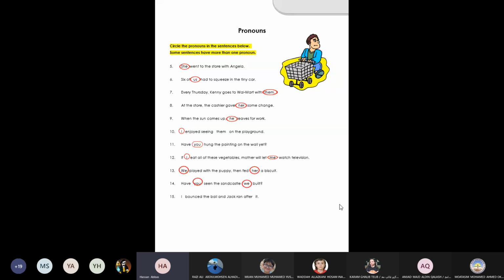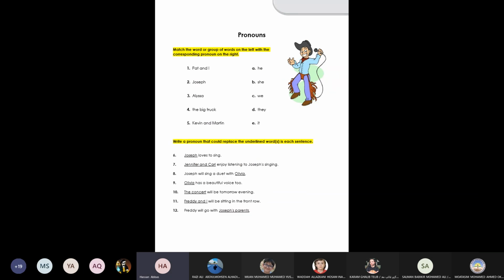Salman Babakar, sentence 15. Teacher. 15. It. What else? I. Okay, very good. So here we have I as a singular subject pronoun and it as a singular object pronoun. Okay, very good. Okay, so let's step to the next page.